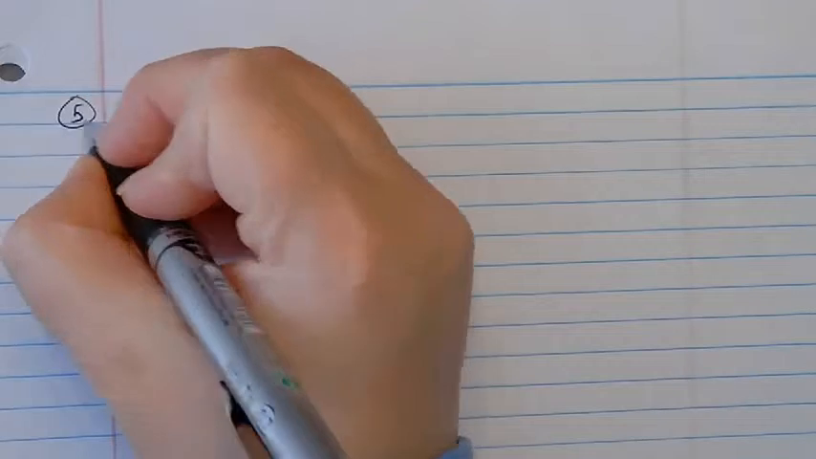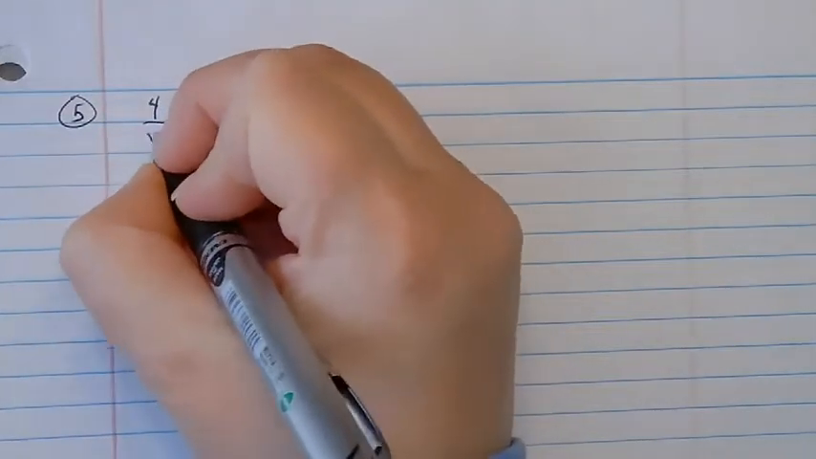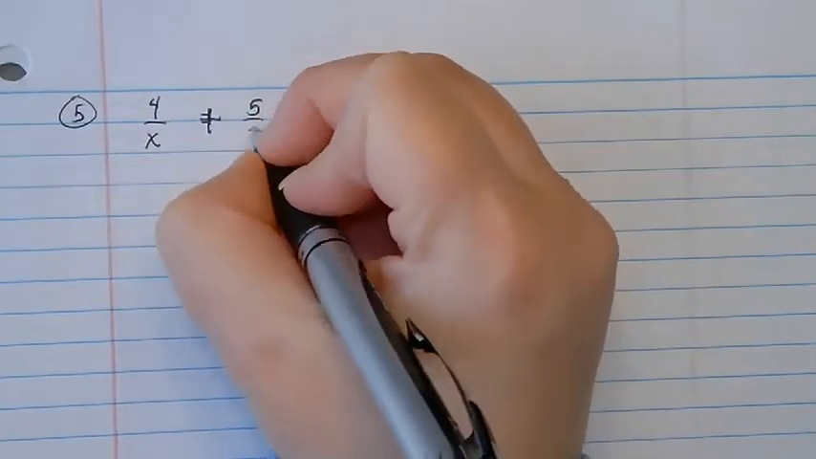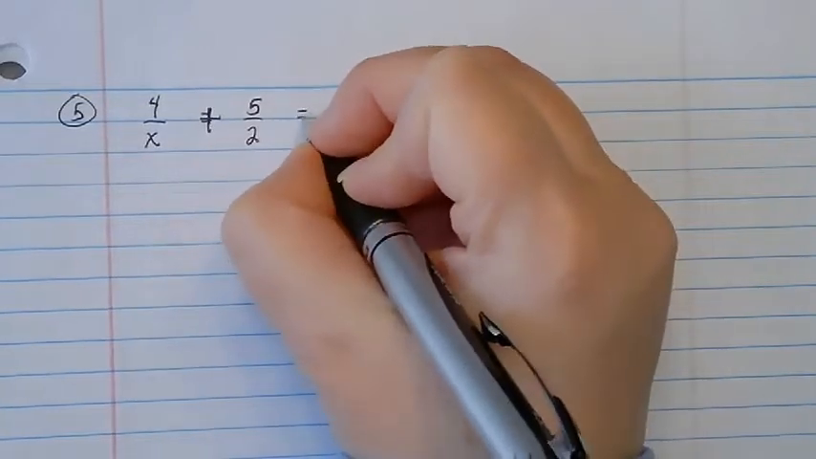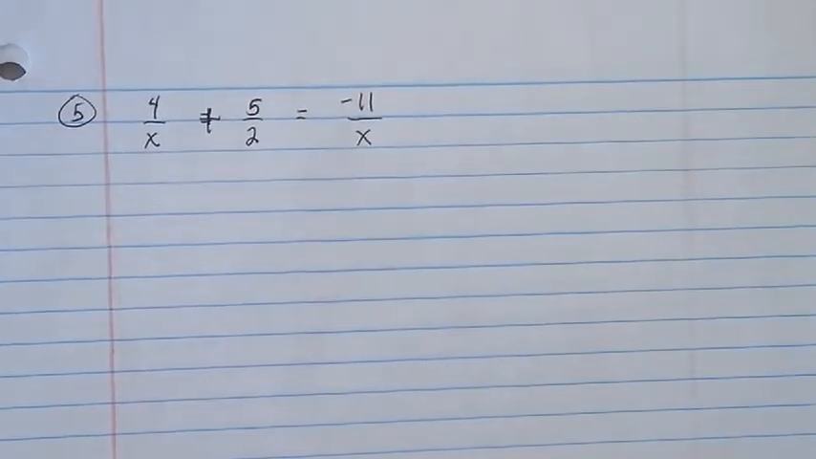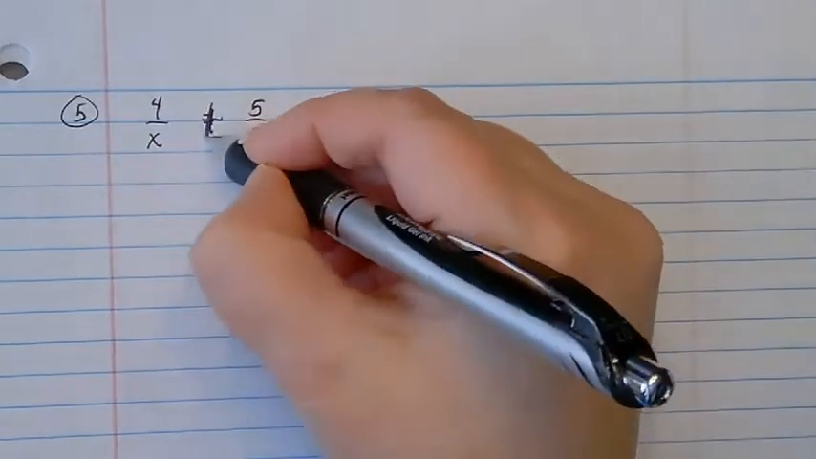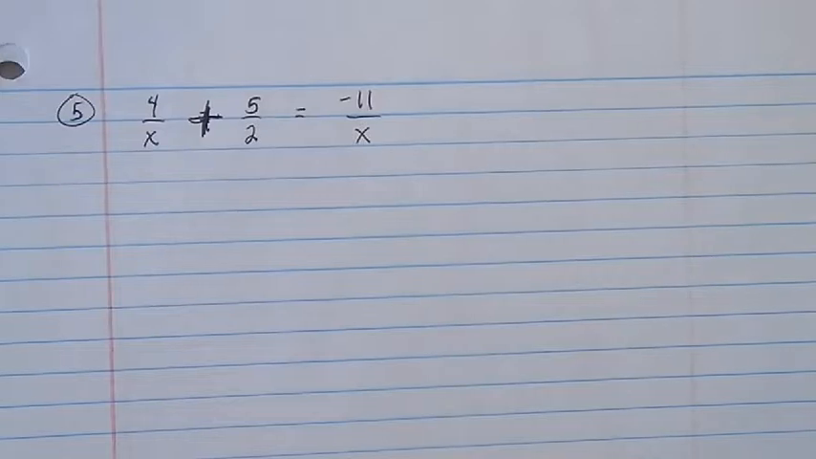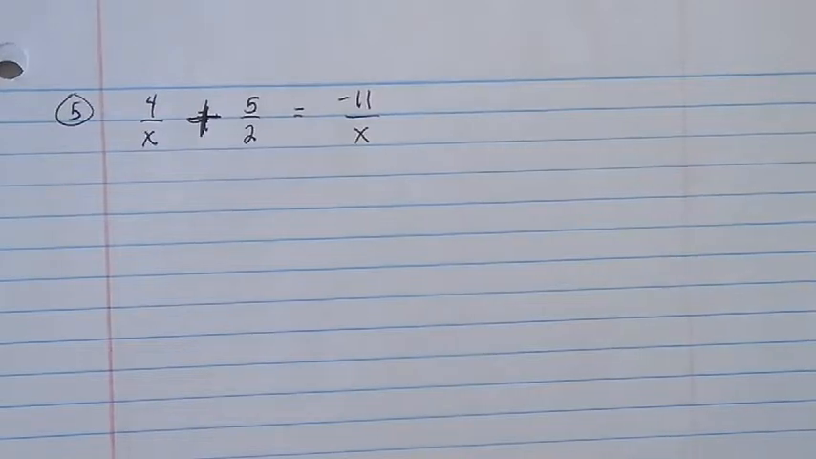The next few equations are going to be a little different, and here's the reason why. So I have 4 over x plus 5 over 2 equals negative 11 over x. Notice on this one, first of all, there's an equal sign, but over here I have some kind of operation. I'm adding these two things together. So I can't cross multiply like I did on the others.